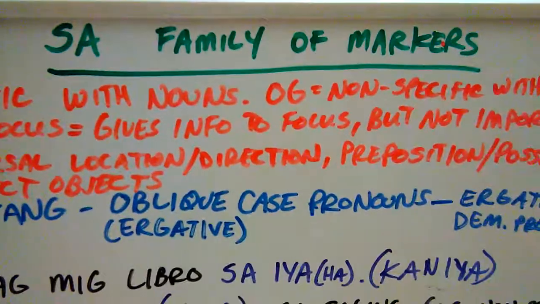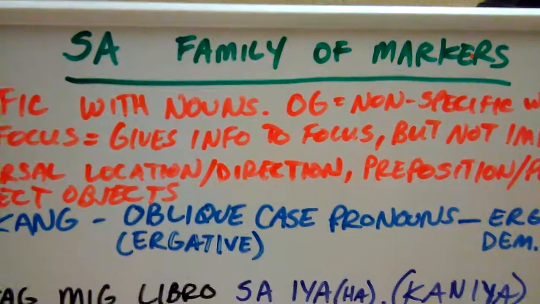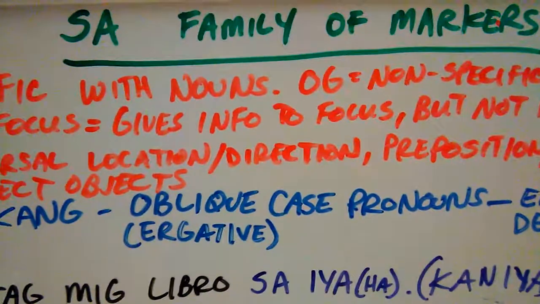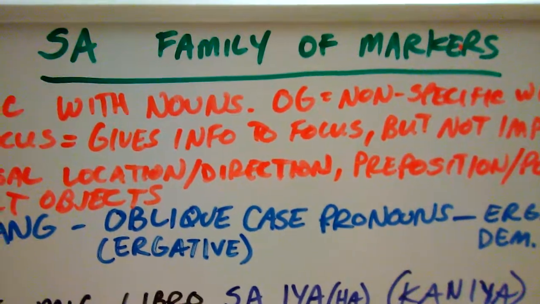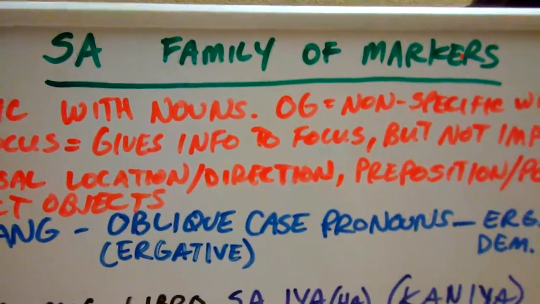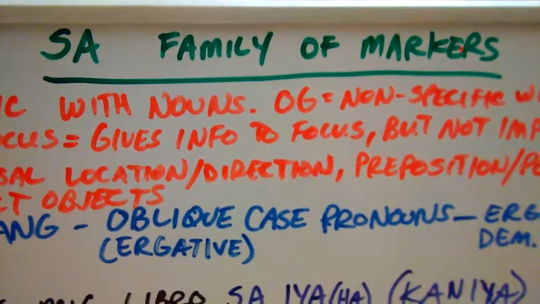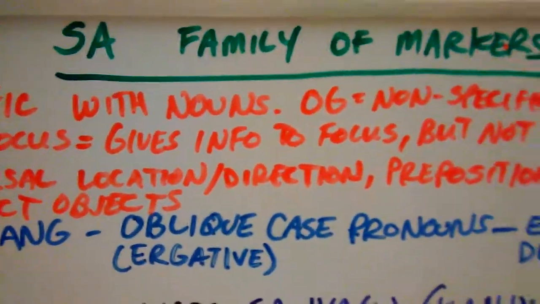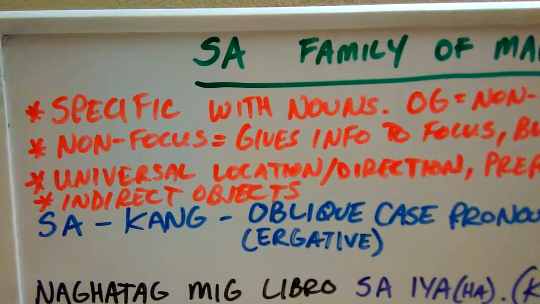Right, let's move on to the Sa family of markers, which is the last family. We already talked about the Ang family of markers with the focus, and the Og family of markers with the non-focus in another video. And now let's talk about the Sa family of markers. So just to recap with the Sa, here are your general guidelines and rules.